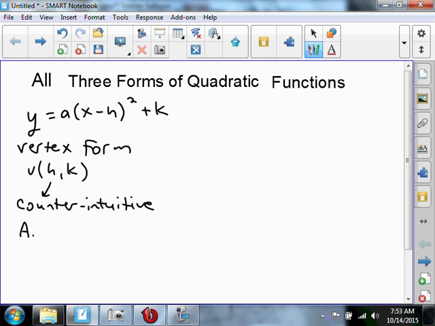Remember that the axis of symmetry can be found by x equals h. And also, if there's a min or a max value, the minimum or maximum value is going to be whatever the k is. Vertex form is very useful when we have to graph something, identify the vertex, identify the axis of symmetry, or identify a minimum or maximum, right? Fair enough? Good. So that's vertex form.